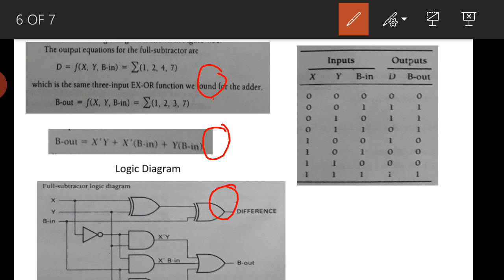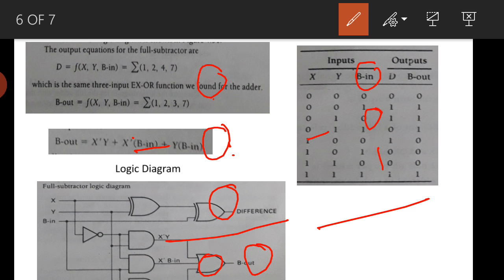If it is 0 0 0, then you subtract 0 minus 0, and whatever result is there, again minus 0. As all are 0, difference is 0 and borrow is 0. So if you take 0 0 1, as I said earlier also, first you take these 2 bits, 0 minus 0. What is 0 minus 0? Difference is 0, borrow is 0.